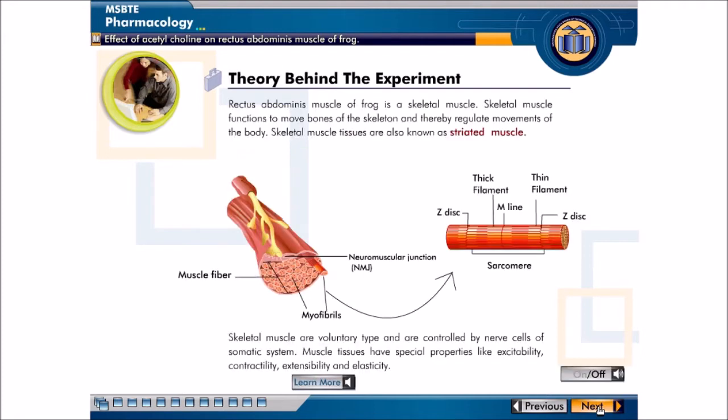Rectus abdominis muscle of frog is a skeletal muscle. Skeletal muscle functions to move bones of the skeleton and thereby regulate movements of the body. Skeletal muscle tissues are also known as striated muscle. Skeletal muscle are voluntary type and are controlled by nerve cells of somatic system. Muscle tissues have special properties like excitability, contractility, extensibility, and elasticity.